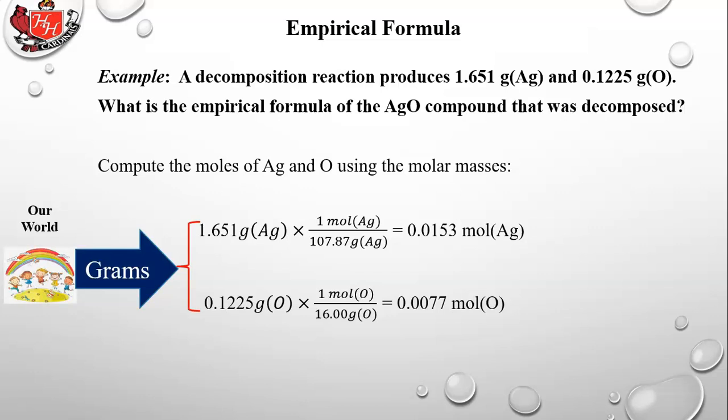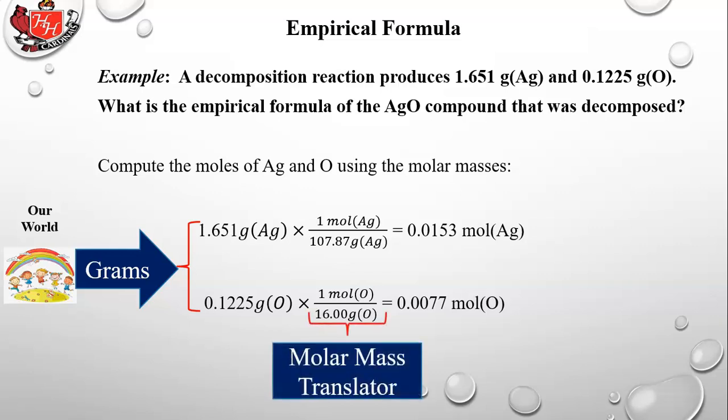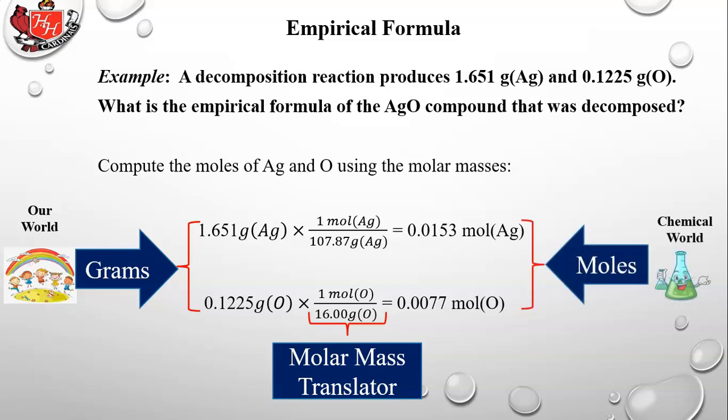So these are the grams that we measured in the lab. That's our world. We can measure things and weigh things in grams. Then we use the molar mass translator, and from those two things we can get the chemical world. It's something that the chemical equation or chemical compounds understand, which is numbers of particles, numbers of moles.